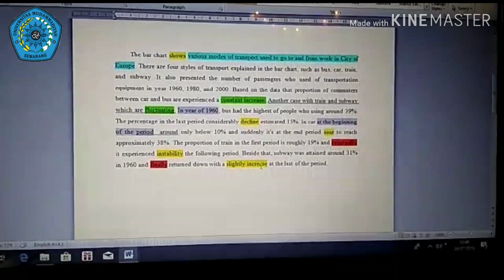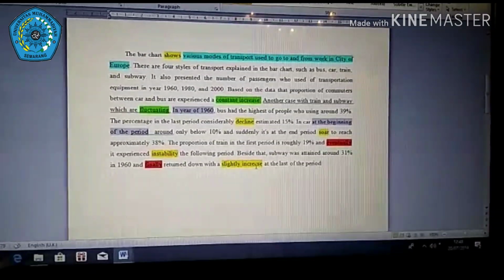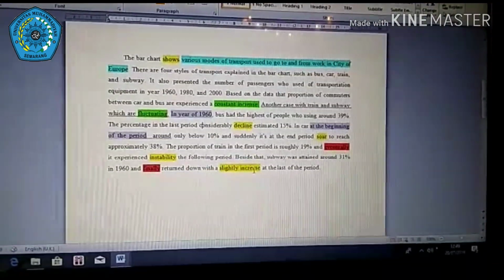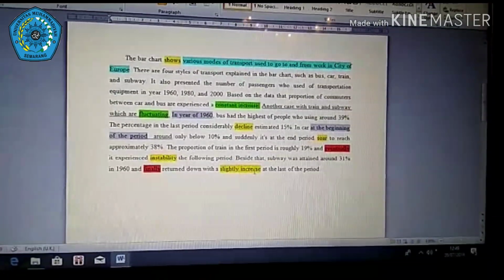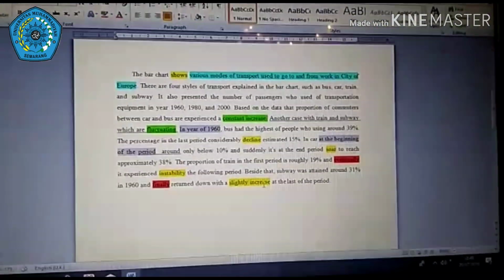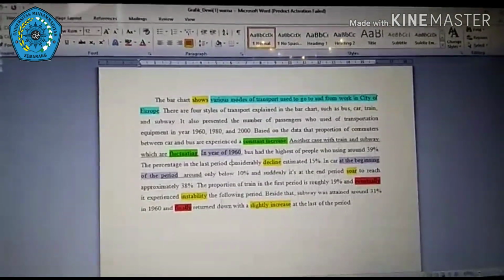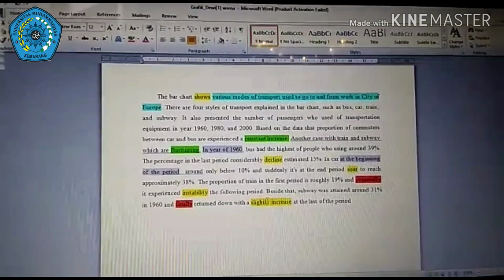Second, increase and decrease. The above data experienced an increase and decrease, therefore this must be explained in detail, like I colored it in yellow. It is decline, soar, instability, and slightly increase. There are several words that can be used to paraphrase increase and decrease. Namely, increase becomes incline, level up, jump, and so on, and decrease becomes decline, fall, and etc.